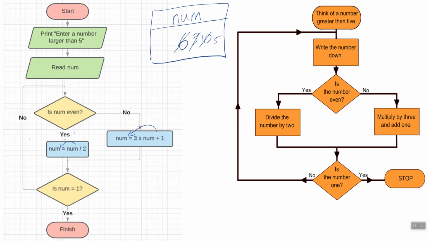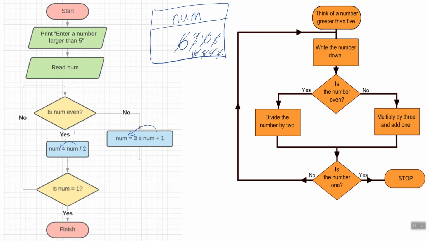Is the number 1? No. Go back round again. Is the number even? No. Multiply it by 3 and add 1. 5 now becomes 3 times 5 is 15 plus 1 is 16. So we've got 16. Is the number 1? No. Go round. Is it even? Yes. Divide it by 2. It becomes 8. Is the number 1? No. Is it even? Yes. Divide it by 2 then. It becomes 4. Is the number 1? No. Is it even? Yes. Divide it by 2. It becomes 2. Is it number 1? No.